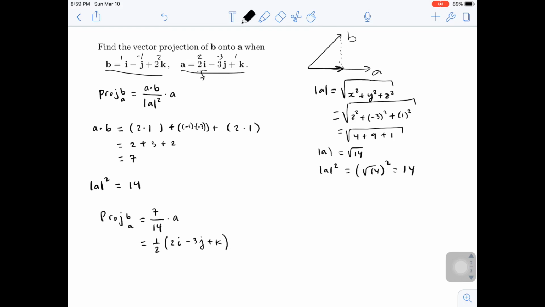You can either write it like this, or you can distribute that coefficient. So you multiply 1/2 by 2, you get i minus 3 over 2 j plus 1/2 k. And this is the value for this vector right here, which we called the projection of B onto A.